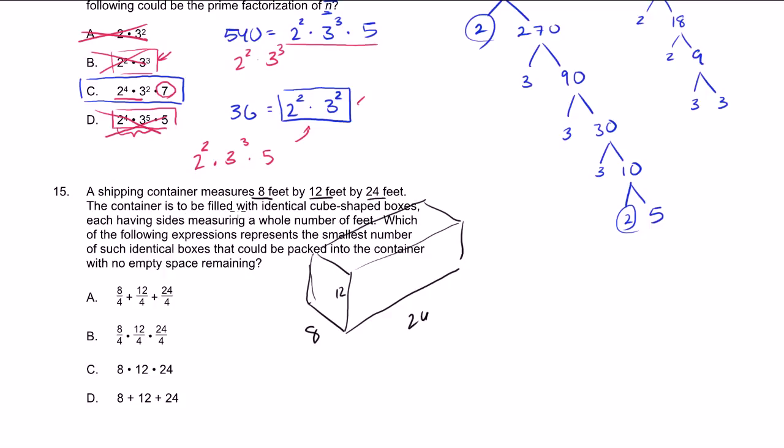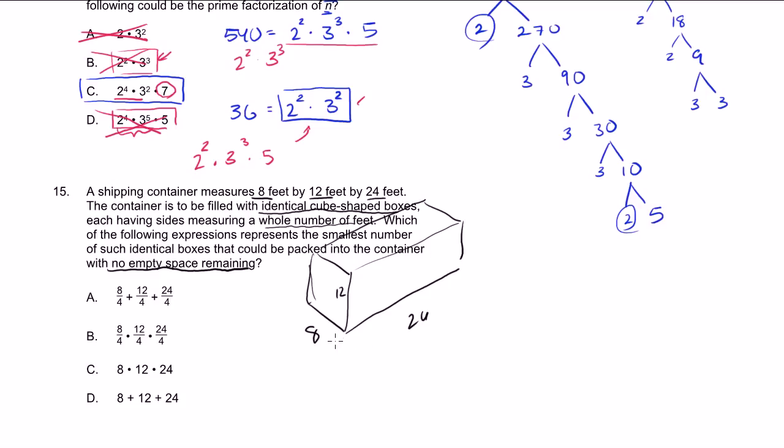The container is to be filled with identical cube-shaped boxes, each having sides measuring a whole number of feet. Which of the following expressions represents the smallest number of such identical boxes that could be packed into the container with no empty space remaining? So they say the smallest number of identical boxes, which means we need the biggest possible cubic boxes that can be fit into this container with no space.